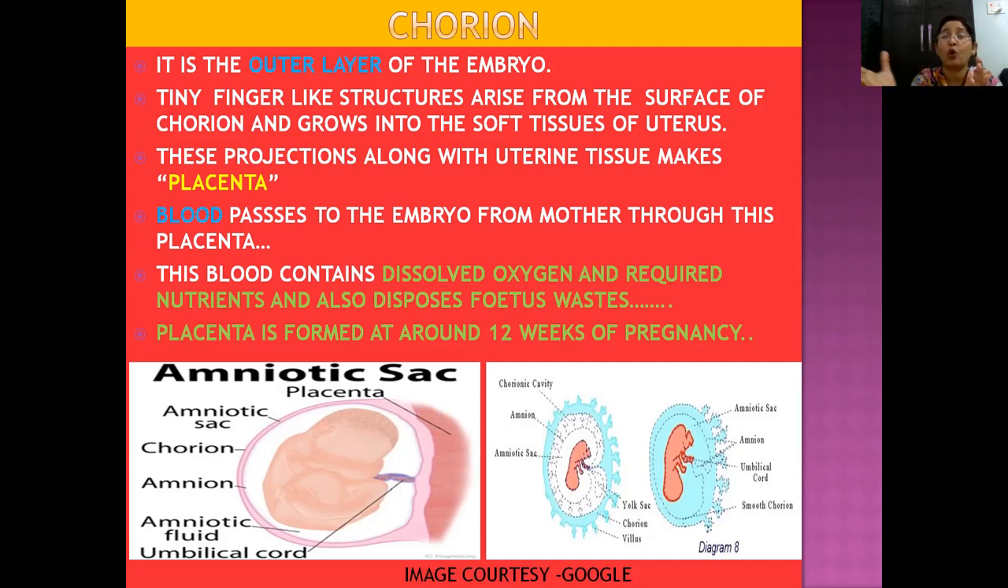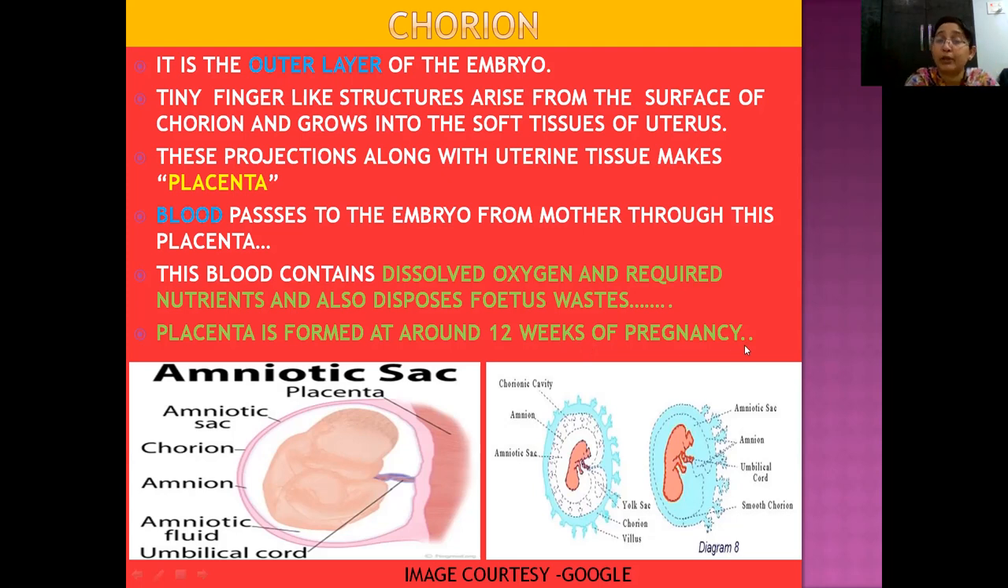So the fetus gets all its nutrients and all the oxygen required, and the fetus releases the carbon dioxide and waste. All of this is exchanged between the mother and the fetus by the connecting layer, which is called placenta. I said the blood from mother is passed to the fetus by means of the placenta. The blood contains dissolved oxygen and all the required nutrients. So when the blood comes from the mother to the fetus, it brings the oxygen and the nutrients, and collects the carbon dioxide and the waste from the fetus. Okay. So placenta is formed around 12 weeks of pregnancy.